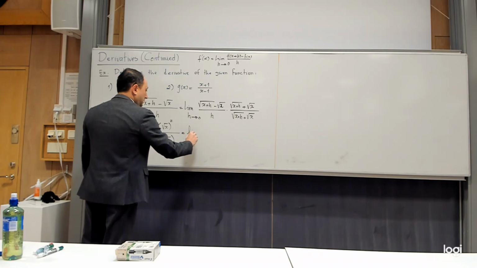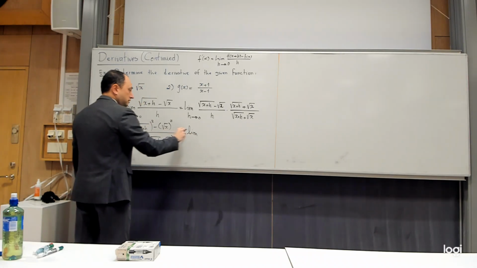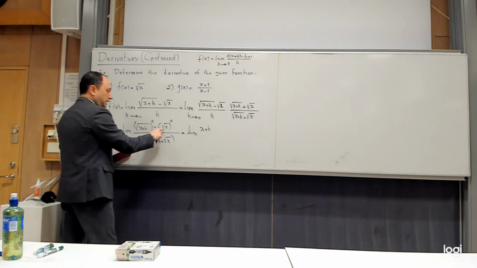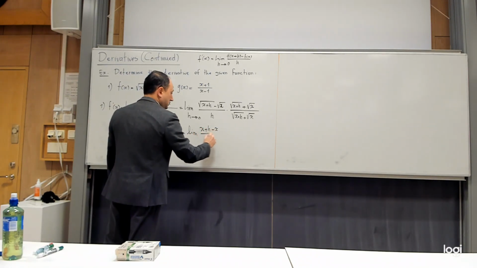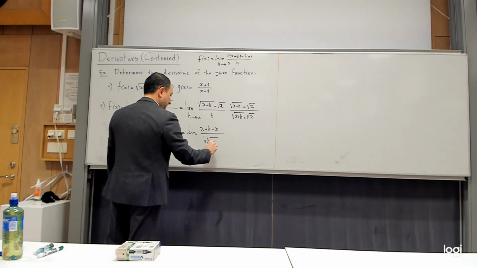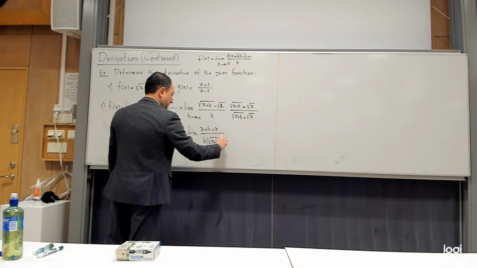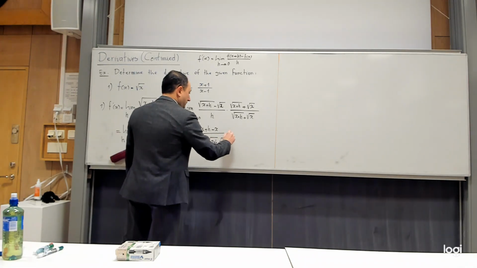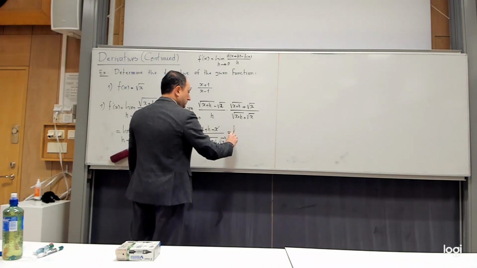So the numerator becomes x plus h, because this power of 2 will kill this square root. And then this the same, it becomes minus x. And then let me copy and paste the denominator. And then what happens? This x and that x are cancelled.